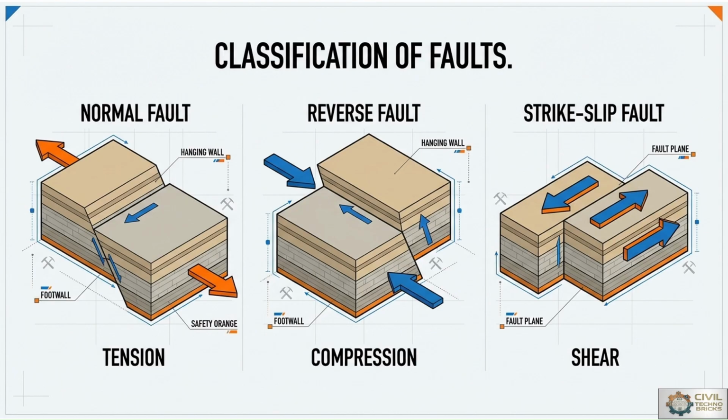The strike slip fault, where displacement occurs mainly in the horizontal direction parallel to the strike of the fault plane. These faults form under shear stress conditions. Depending on movement direction, faults may be classified as right lateral or left lateral. Strike slip faults are particularly dangerous for highways, pipelines, tunnels, and bridges because horizontal displacement may damage structural alignments.